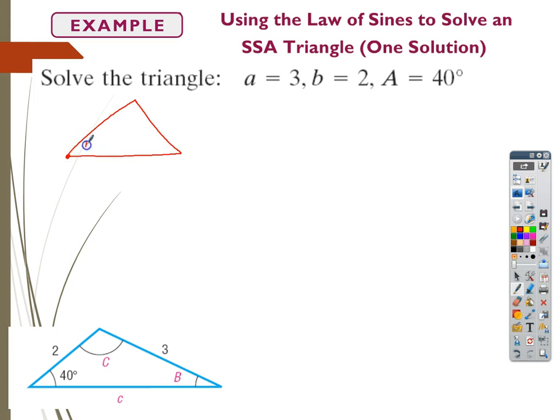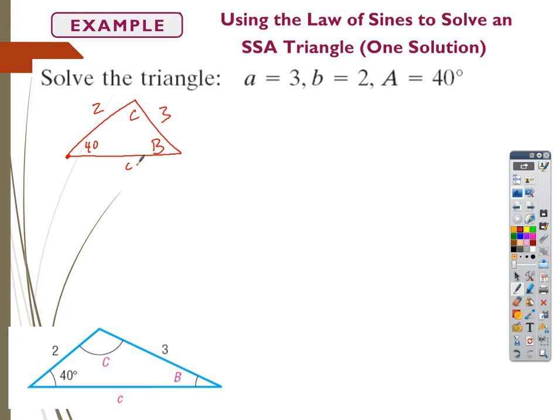They give me this is 40 degrees. That was big A, so that means little a is 3. And b on this one is 2. That means that this is big B, this is big C, this is little c. And I go, okay, so this is angle, side, side. So yes, I use the law of sines, but I do have to check the h, the height.